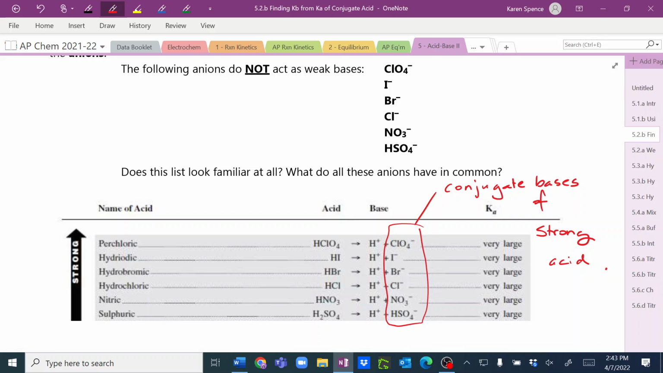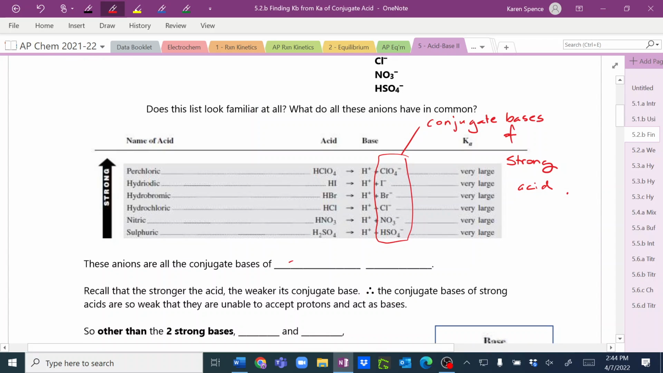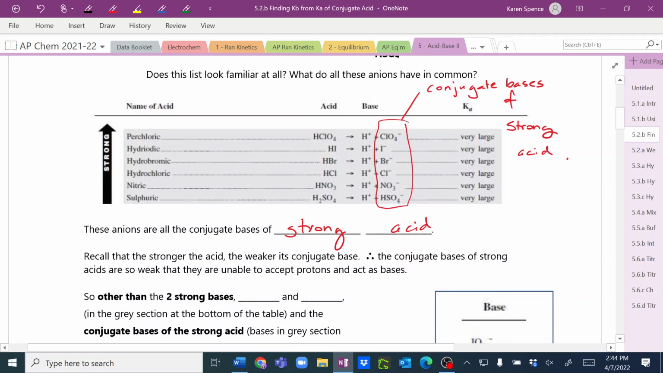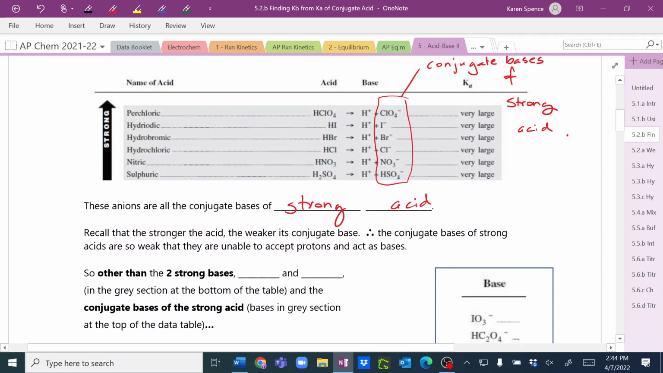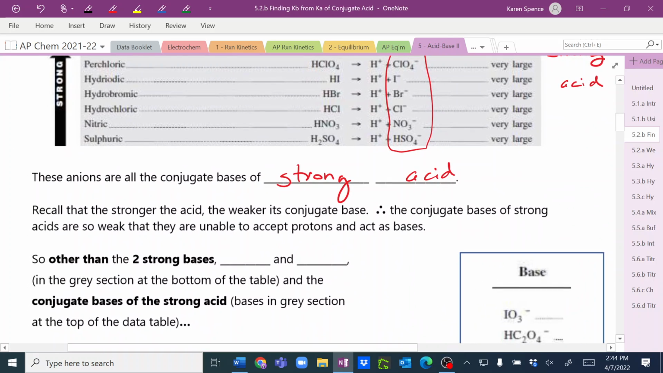Everything else can act as a base. They can all accept protons, other than those, the conjugate bases of strong acids. So remember, the stronger the acid, the weaker its conjugate base. Therefore, the conjugate bases of strong acids are so weak, they are unable to accept protons and act as bases.